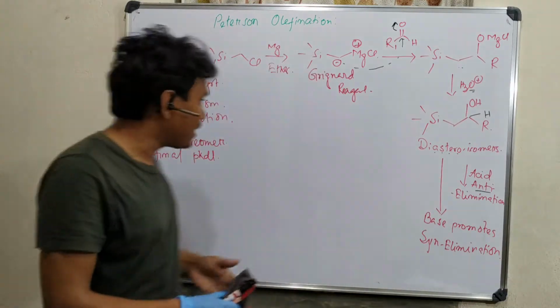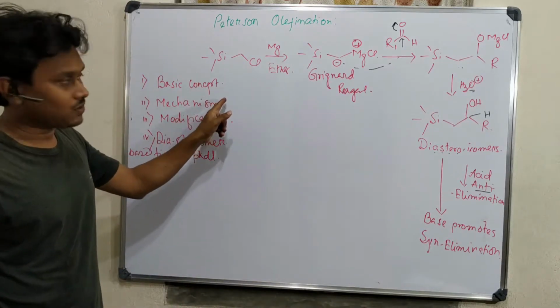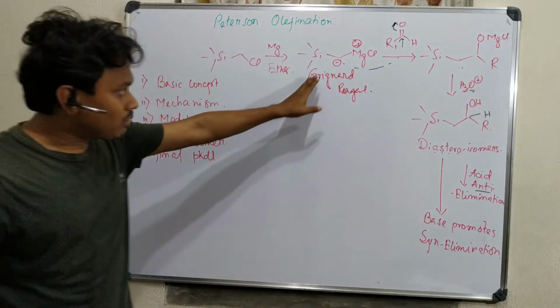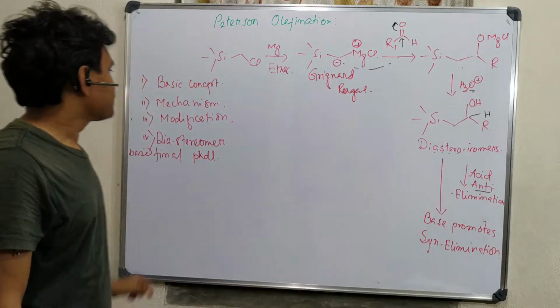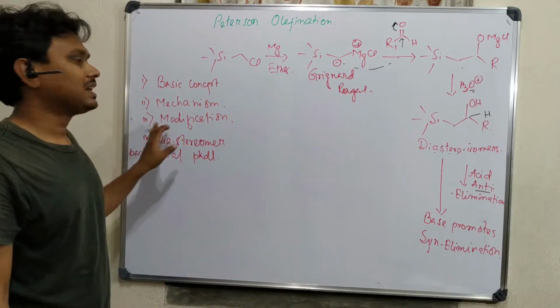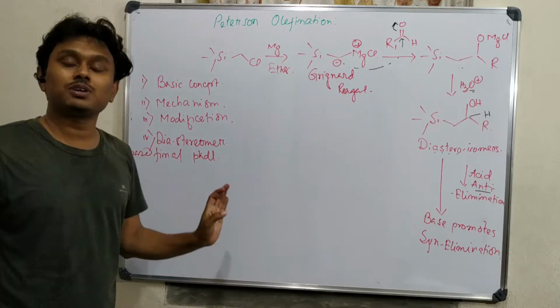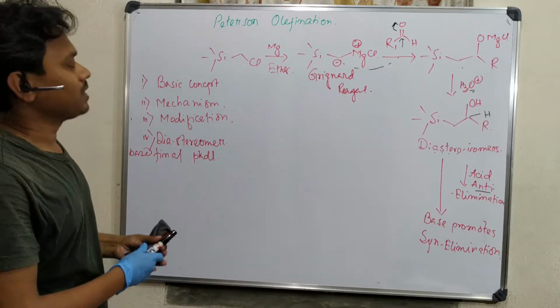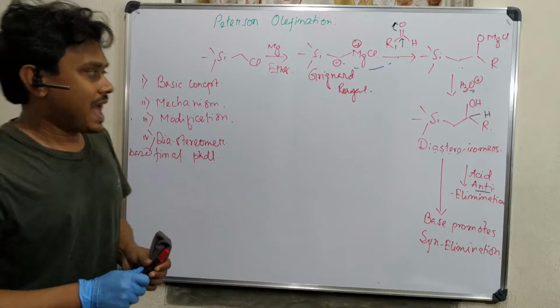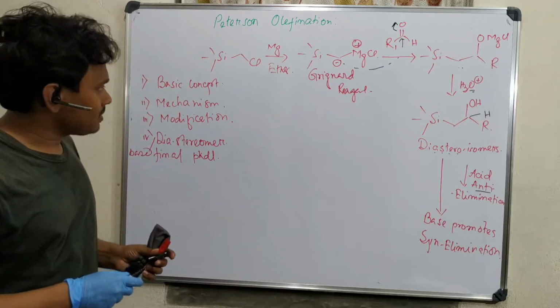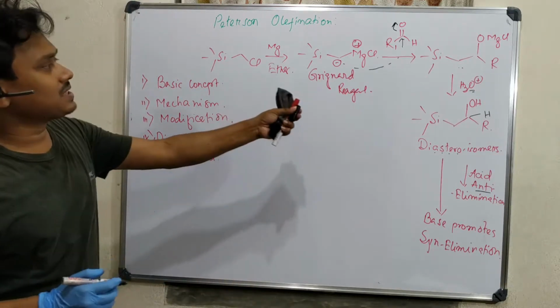So today what will we learn? First we will learn the basic concept that I have covered here. Second is the mechanism. Third is the modification of this reaction, and fourth is the diastereomer-based final product. Okay, so let's start. As I told, I have explained the basic concept, so let's discuss the mechanism.